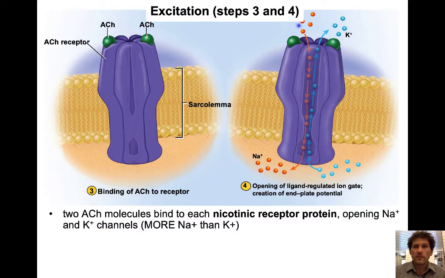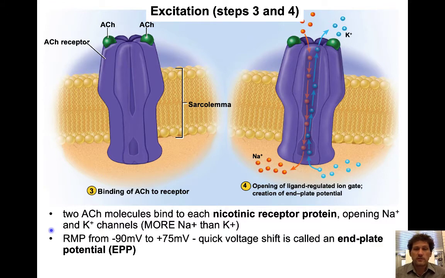So good. Hopefully you were thinking that and you were able to work yourself through the logic and say, great, sodium's coming in, a little bit of potassium out, but not as much as sodium is coming in. And so that is going to trigger an excitation, right? It's going to increase the charge from negative 90 millivolts to positive 75 millivolts. So different numbers here. So we have that quick voltage shift, and we call that an end plate potential.